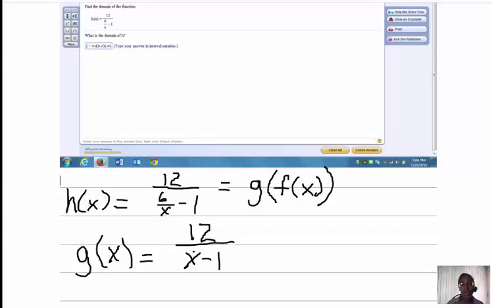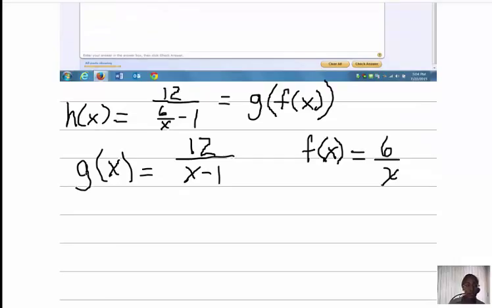function g. Well, that basically means that this x, that in the original function was 6 over x, needs to be replaced with f of x. So in other words, if I take this function g and instead of putting x into g, I put f of x into g, then I will now have my original function.